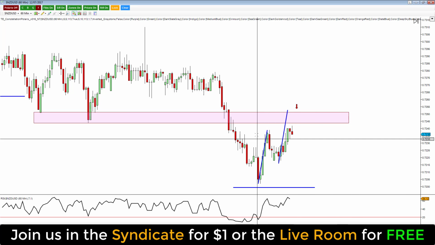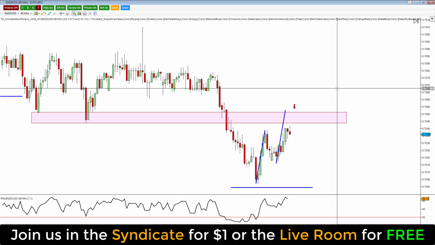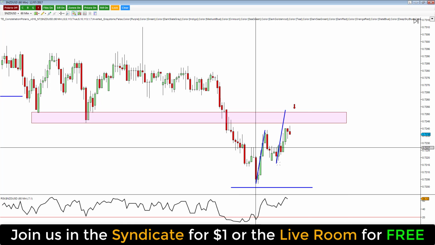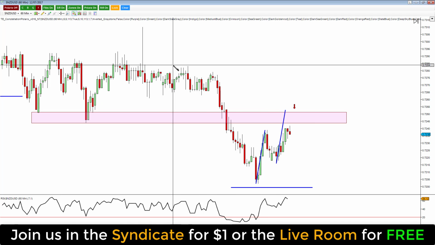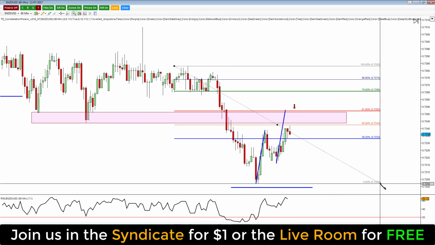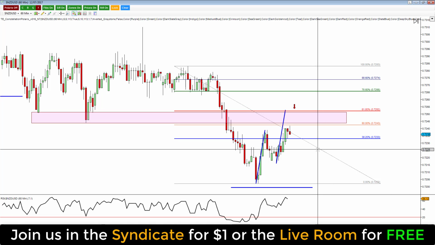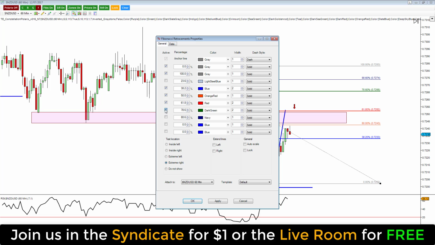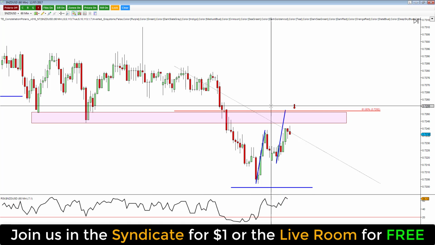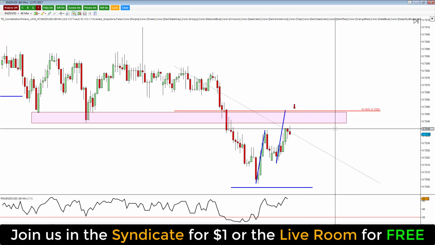And what I'm going to do is try and build out as much confluence as possible in this zone. And the next thing I'm going to do is bring on some fibs. So I'm going to bring on the Fib retracement tool and just go from this high down to the low. You can see we've got a 618 retracement lining up perfectly there. Let's just remove some of these unwanted ratios. Keep it nice and clean. So we've got a 618 retracement.